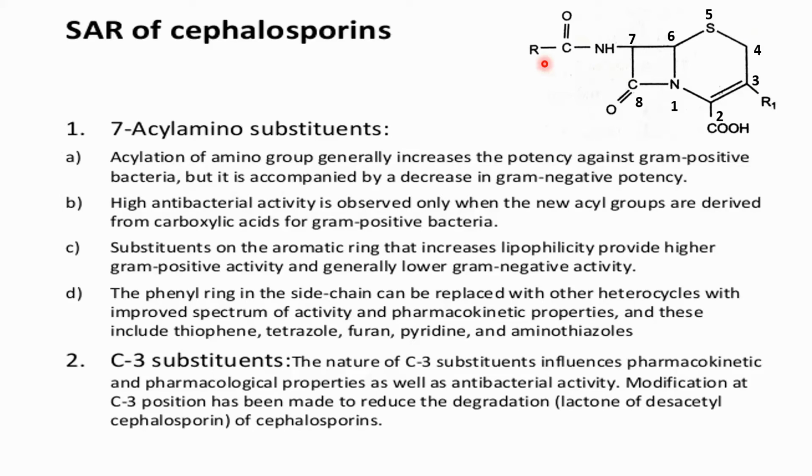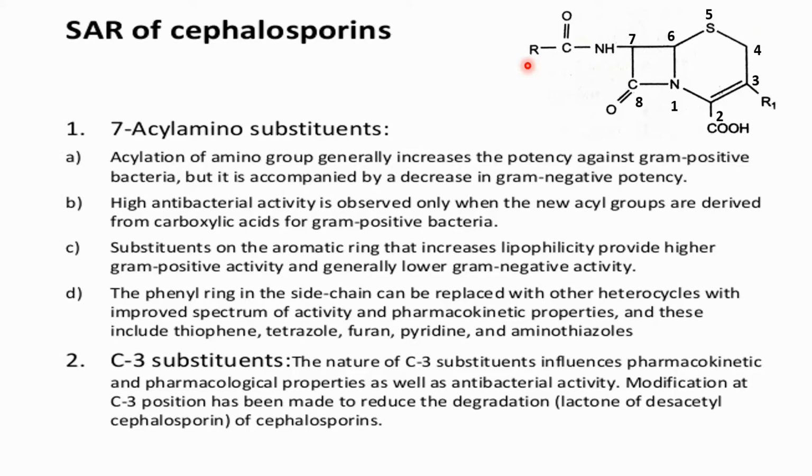So these are the points where the seventh position gets modified and shows improvement against the gram-positive bacteria. In all the points we can see that mostly modification on R will increase the activity against the gram-positive bacteria.